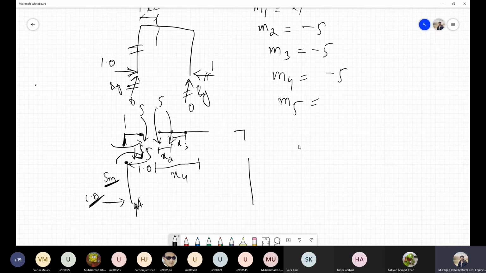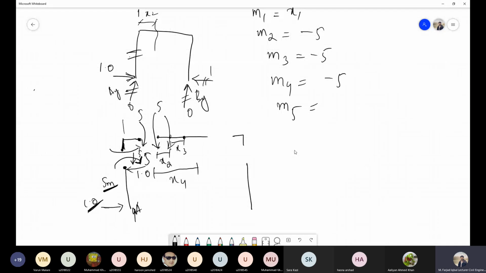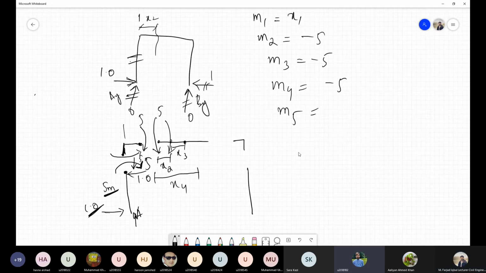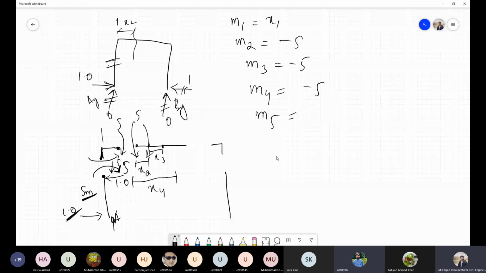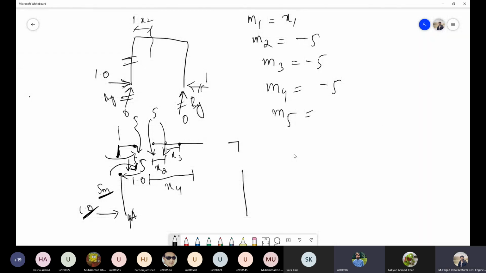Sir, in this, X4, from where to where do we take it? This is our member X4. The reference of X4 is this one, from the start to after 10 meters. This is 5 meters, this is 10 meters. So any point from this point to this point, that is our section X4. So what will be the limits of X4? Can you tell me?